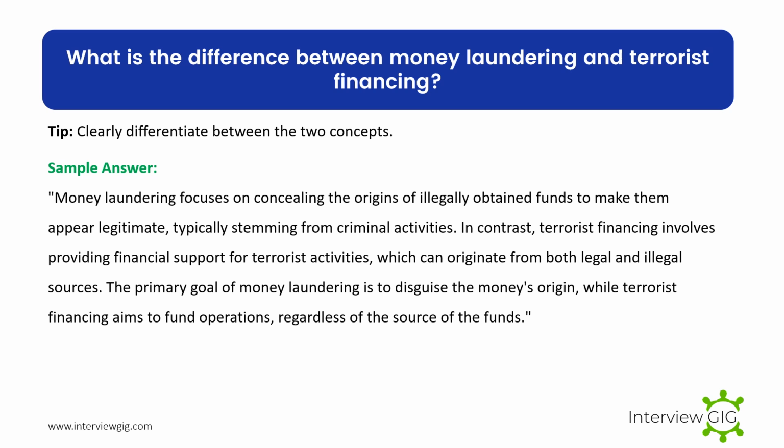What is the difference between money laundering and terrorist financing? Tip: clearly differentiate between the two concepts. Sample answer: money laundering focuses on concealing the origins of illegally obtained funds to make them appear legitimate, typically stemming from criminal activities. In contrast, terrorist financing involves providing financial support for terrorist activities, which can originate from both legal and illegal sources. The primary goal of money laundering is to disguise the money's origin, while terrorist financing aims to fund operations regardless of the source of the funds.